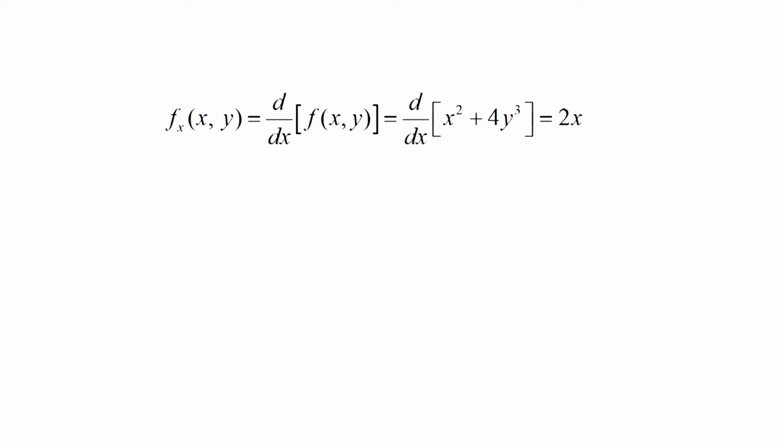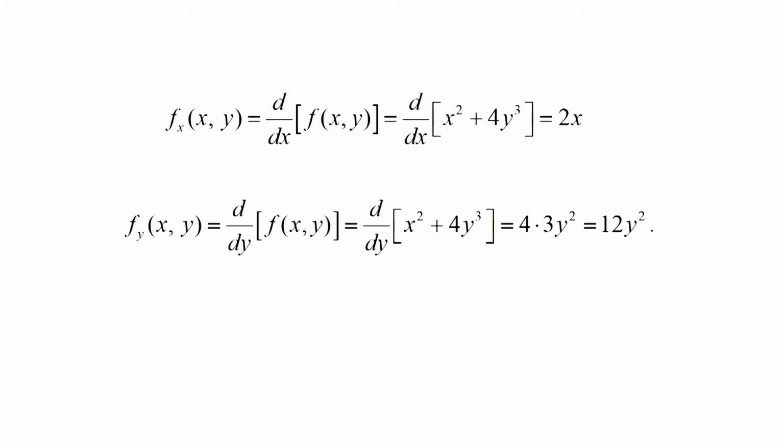Keeping y as constant and differentiating with respect to x, we get f_x(x,y) is equal to d/dx of f(x,y), which is equal to d/dx of x² + 4y³, which is equal to 2x, and f_y(x,y) is equal to d/dy of f(x,y), which is equal to d/dy of x² + 4y³, which is equal to 4 times 3y², which is equal to 12y².